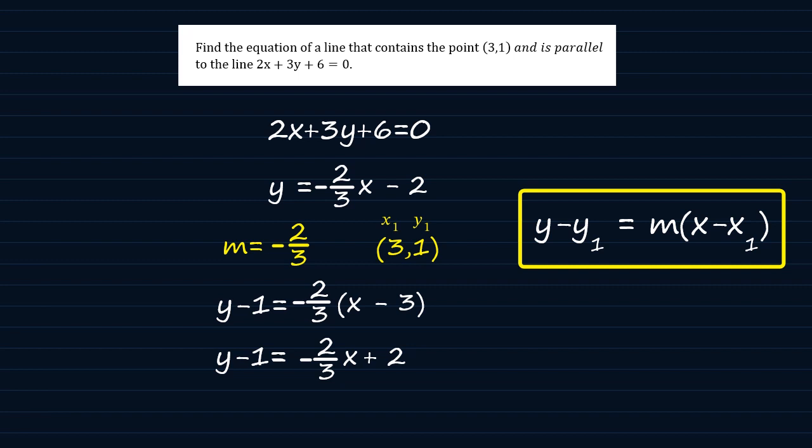If we take 1 to the right hand side, it will add on to 2 to make it 3. So now we'll be having the equation as y = -2/3 x + 3. And that's the final answer.